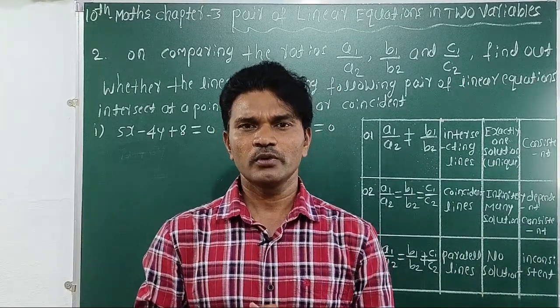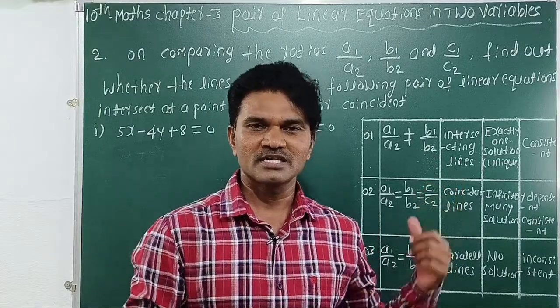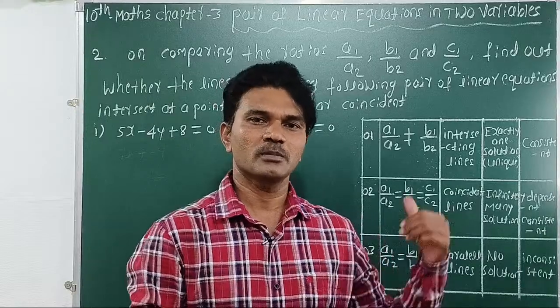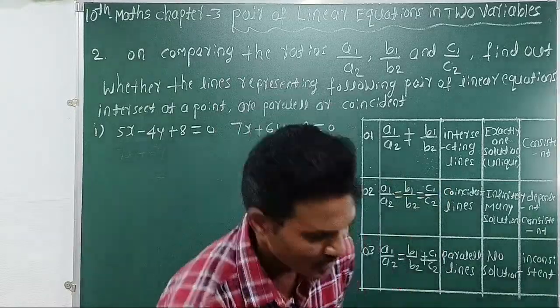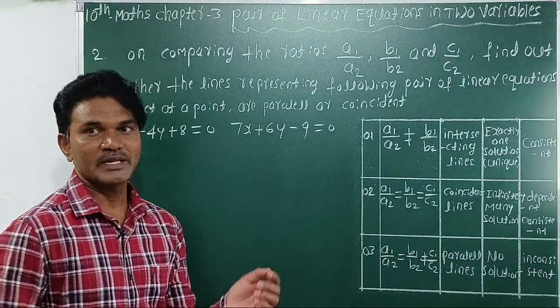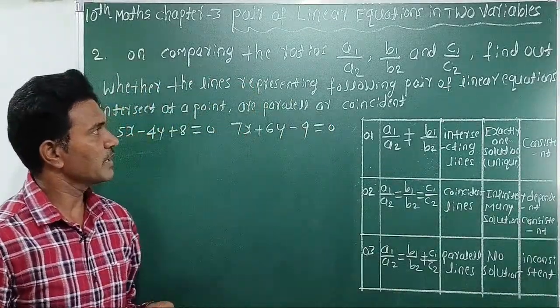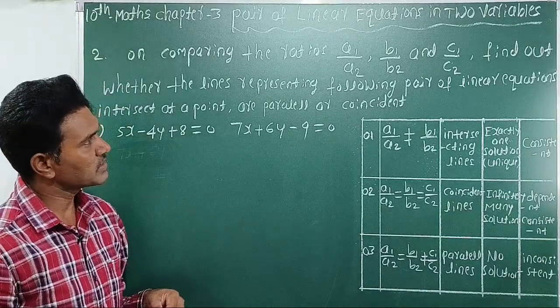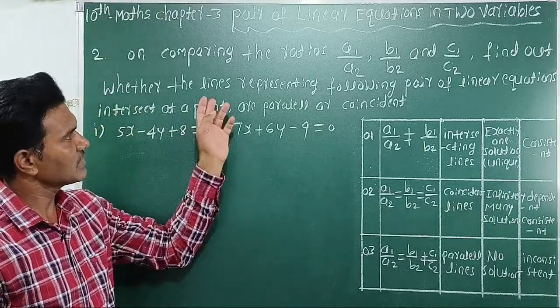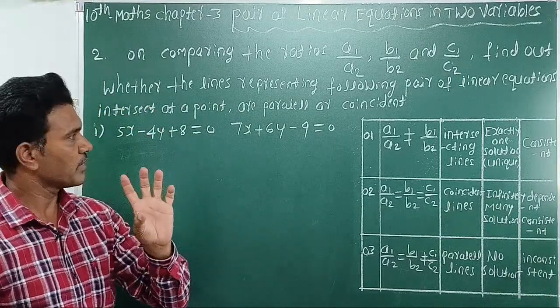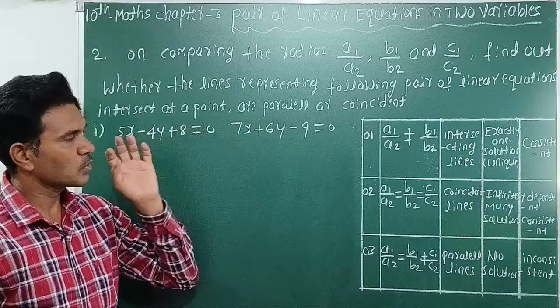Yesterday we were solving exercise 3.1. Today we are going to solve the continued part of exercise 3.1. Second main question: on comparing the ratios a1 upon a2, b1 upon b2, c1 upon c2, find out whether the lines representing the following pair of linear equations intersect at a point, are parallel, or coincident.